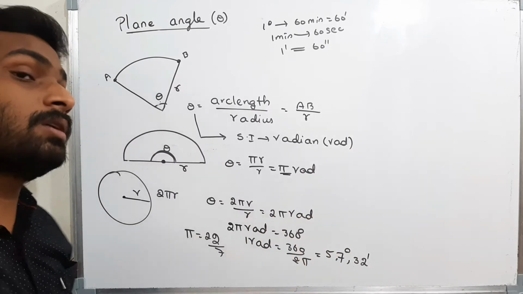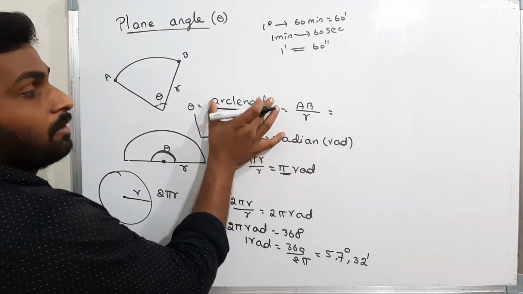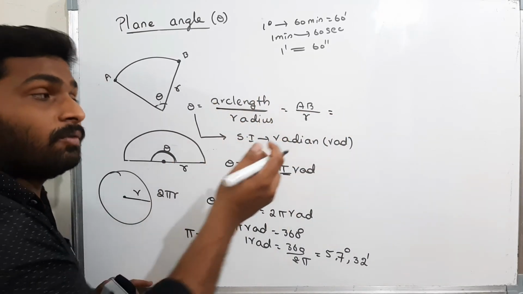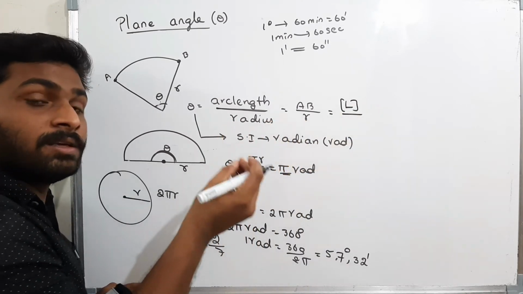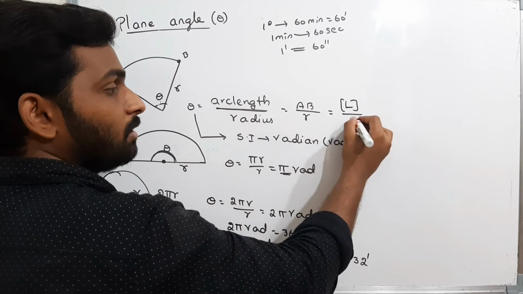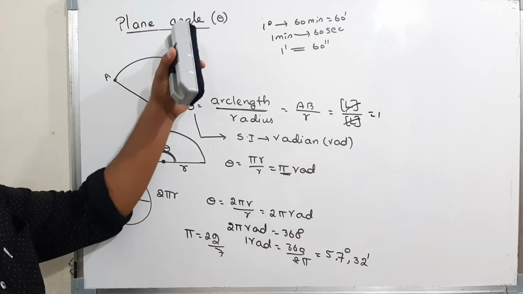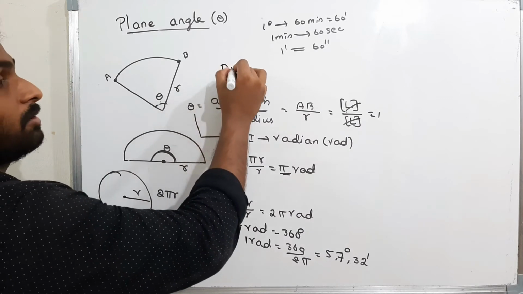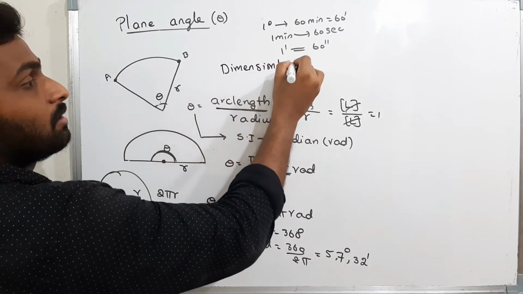And one more thing is there. What is the dimension? For arc length, what is the dimension? Arc length is nothing but one type of length. Therefore, dimension is L. And for radius, what is the dimension? Radius is nothing but length. The dimension is nothing but L. So the dimension of the ratio is 1. That means plane angle is a dimensionless quantity.